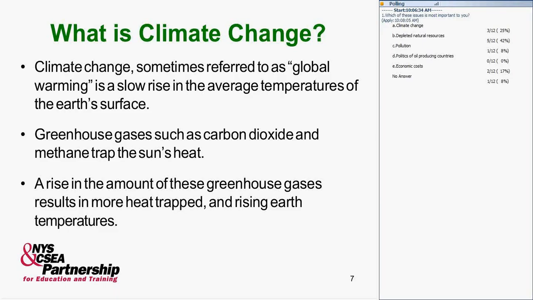More and more carbon dioxide goes into the atmosphere, and it is a greenhouse gas. In other words, it lets the heat in, but it doesn't let the heat out. You let more heat in than out, and the temperature goes up.